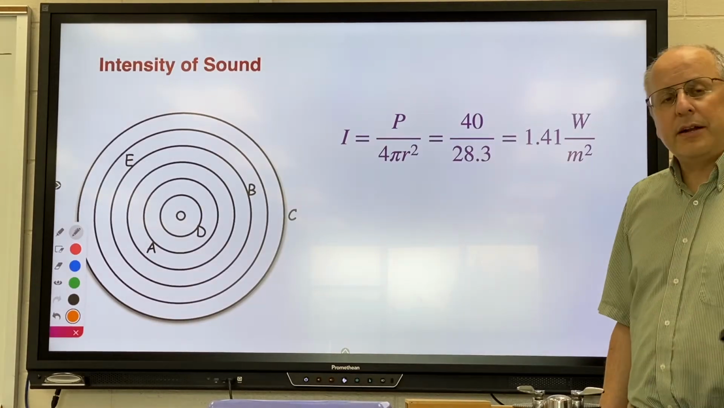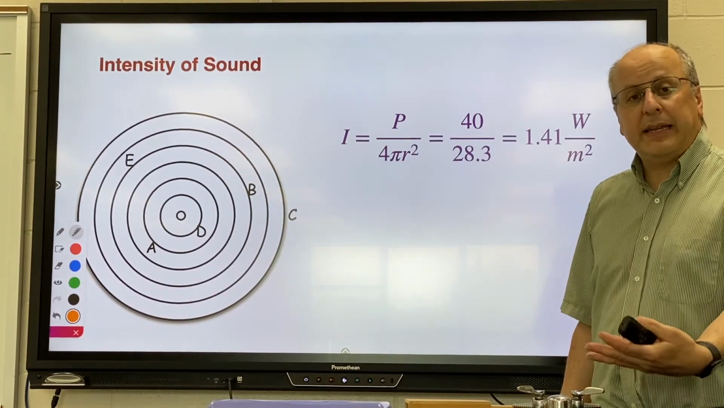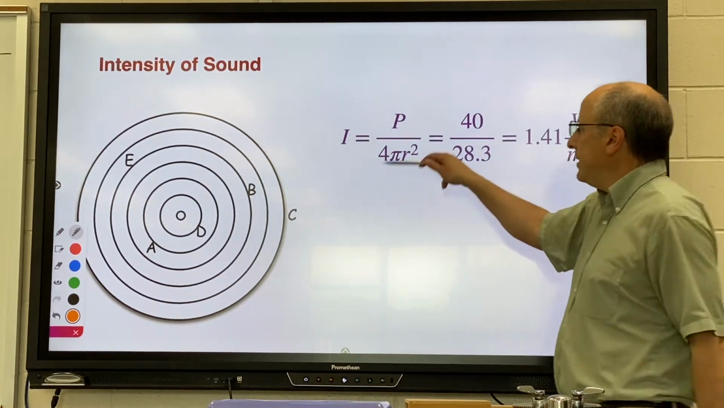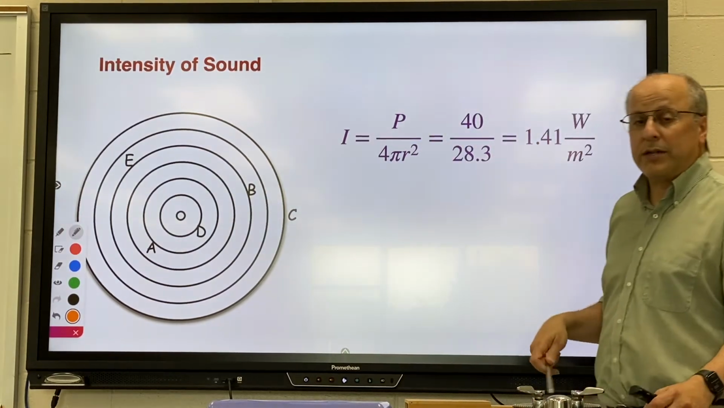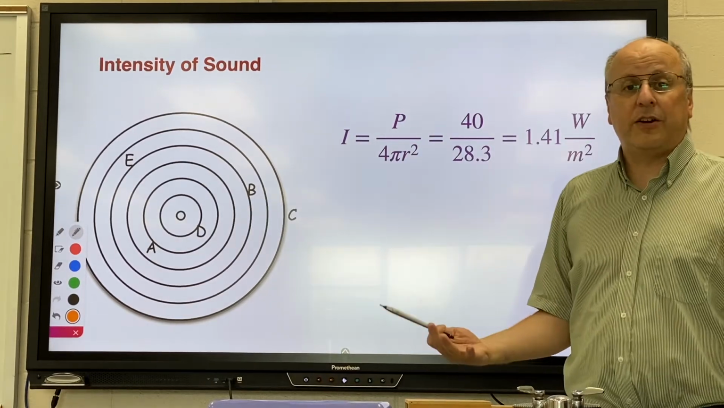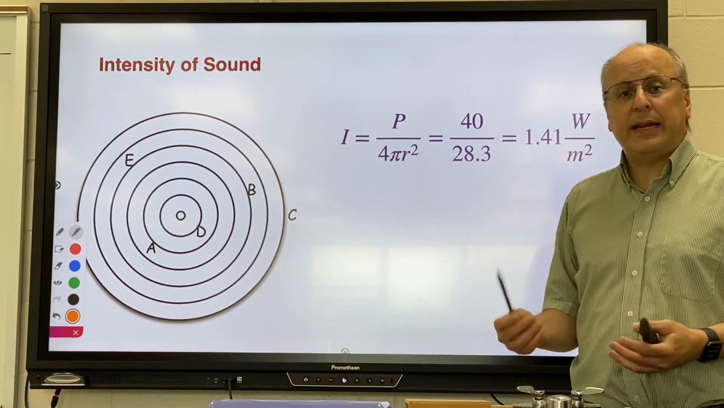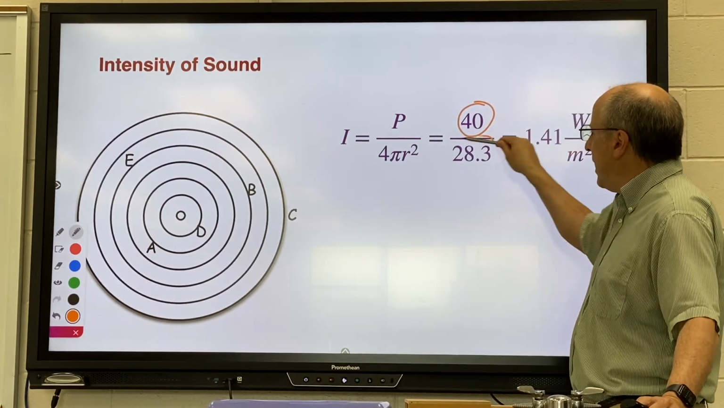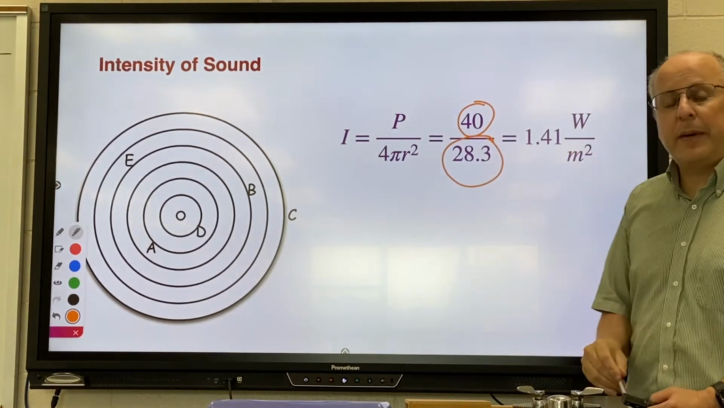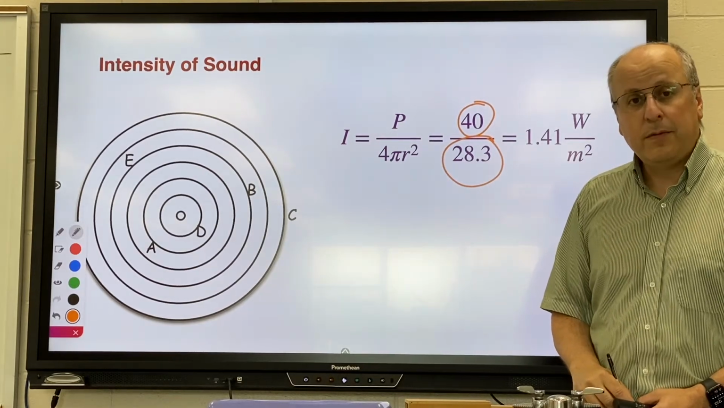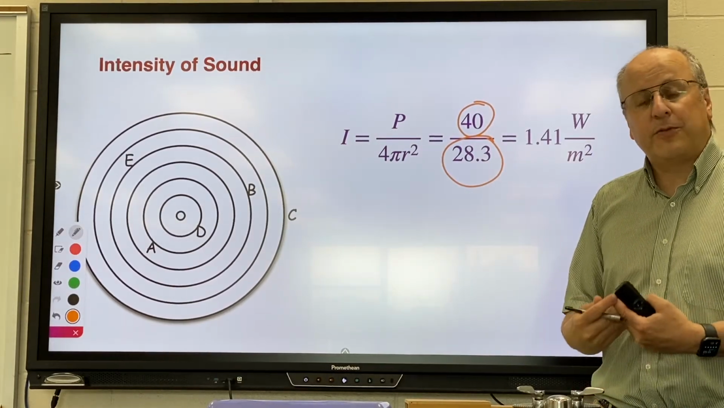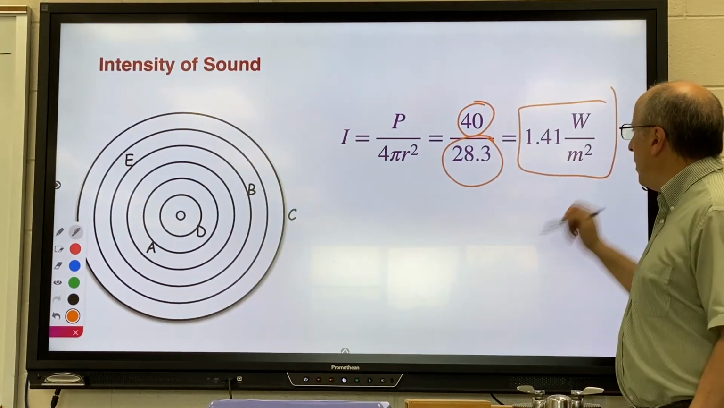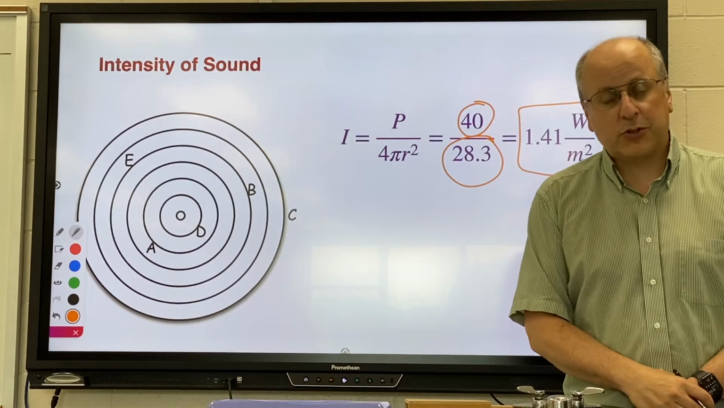Okay, I want to start with what we already know about intensity. We've done this already for light. You find intensity by doing the power of the source divided by the area of the sphere that the energy has spread out into. So if you had a 40-watt speaker and it's spread out into an area of about 28.3, which is about a 1.5 meter radius sphere, you would get an intensity of 1.41 watts per meter squared.